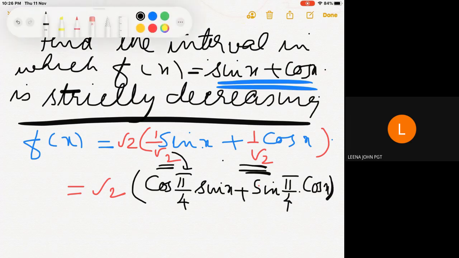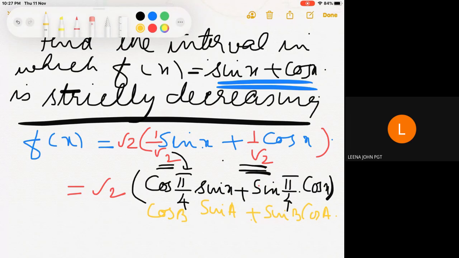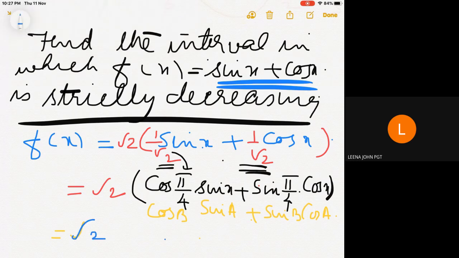So this has become the form sin A cos B plus cos A sin B, and that is nothing but root 2 into sin A plus B. So this will become root 2 sin x plus pi by 4.